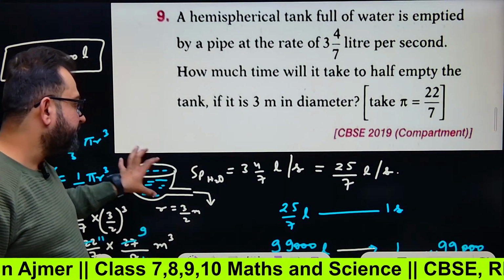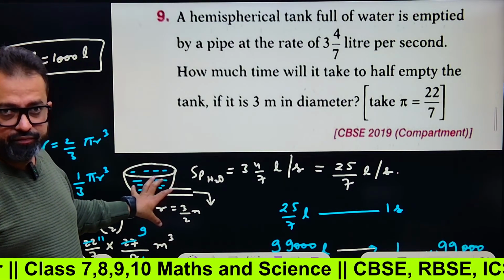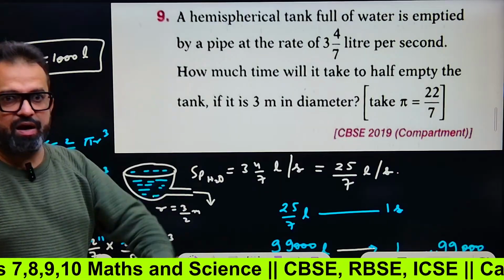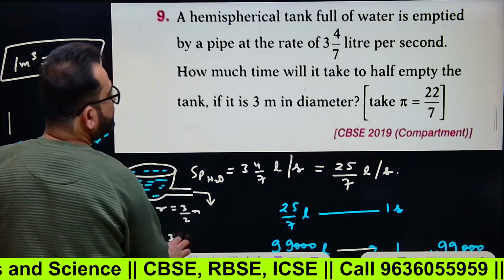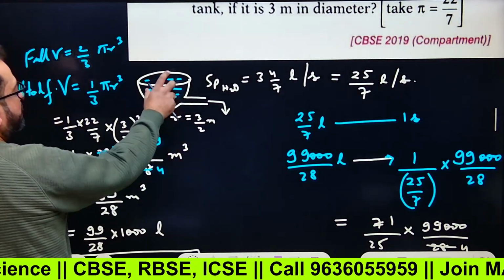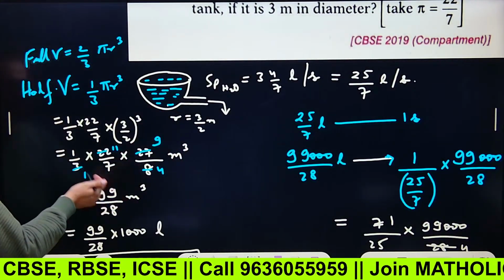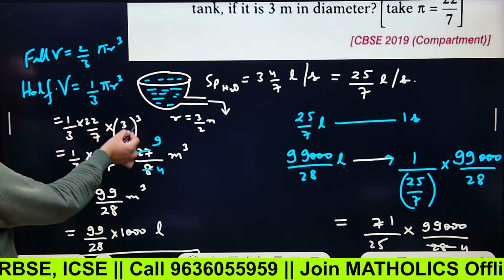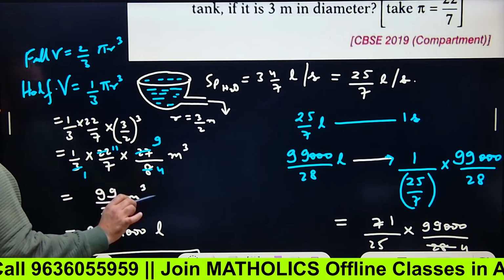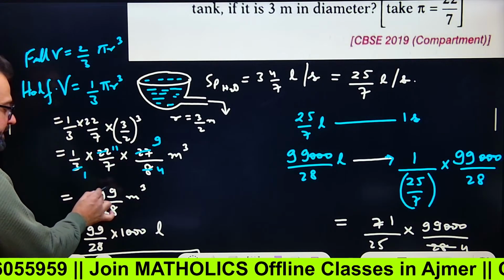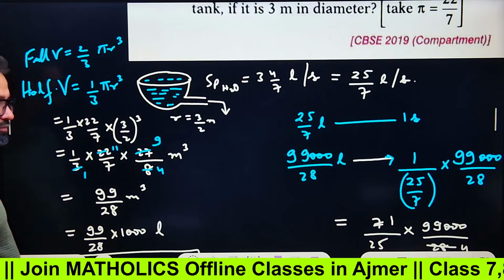So in this way, we can find the volume of this hemispherical tank. What is the volume? So half volume we have to empty, then we'll use half volume. Okay. So first, just calculate the volume of this hemispherical tank. 1 by 3 into 22 by 7 into r cube, that would mean 3 by 2, 3 by 2, 3 by 2, 3 cube 27, 2 cube 8. You solve this one and get 99 by 28 meter cube.